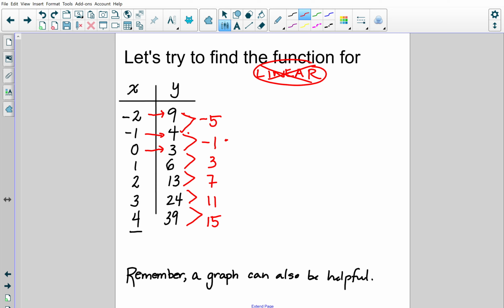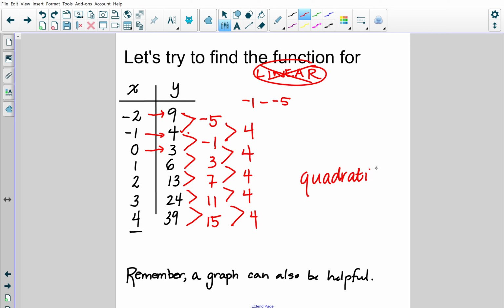So then I'll check the second set. -1 minus -5. So that's -1 plus 5, that's 4. 3 minus -1 is 4. 7 minus 3 is 4. 11 minus 7 is 4. 15 minus 11 is 4. Okay, so I am thinking at this stage, I'm looking for a quadratic function.